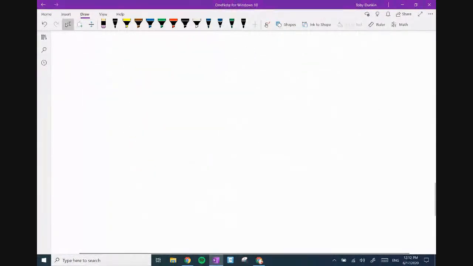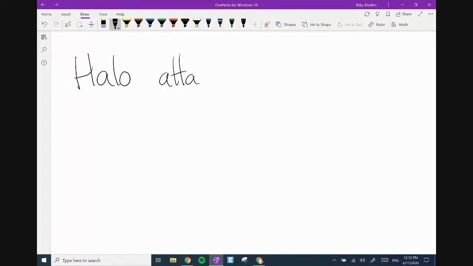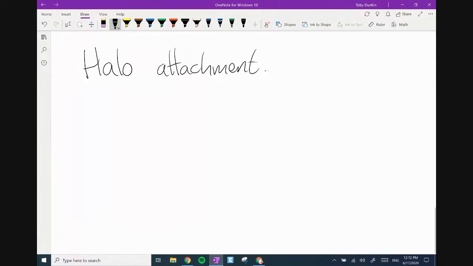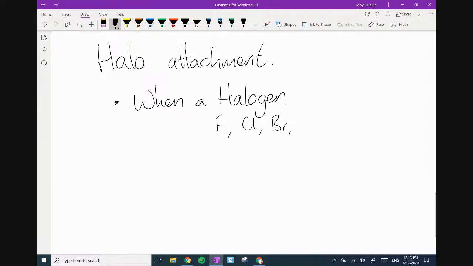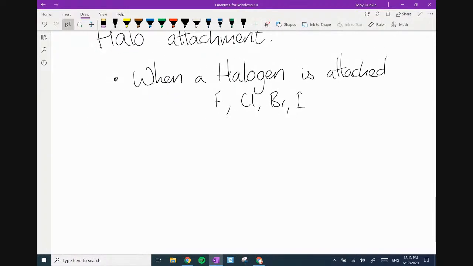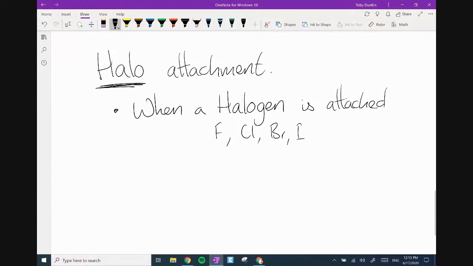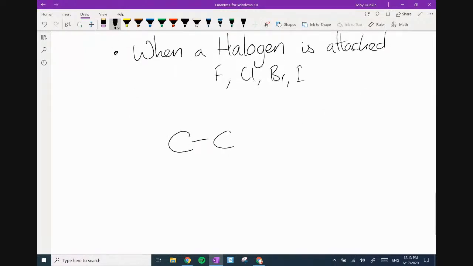Right, so we've now come across the alcohol family, right? Now we need to do other attachments. Next is the halo family. Halo attachment. So if we now do a halo attachment, when a halogen, F, Cl, Br, or I, is attached. It's called a halo attachment for a reason. The name's helpful. Let me show you. So the halogens only make one bond. They always make one bond. We know this from bond rules.